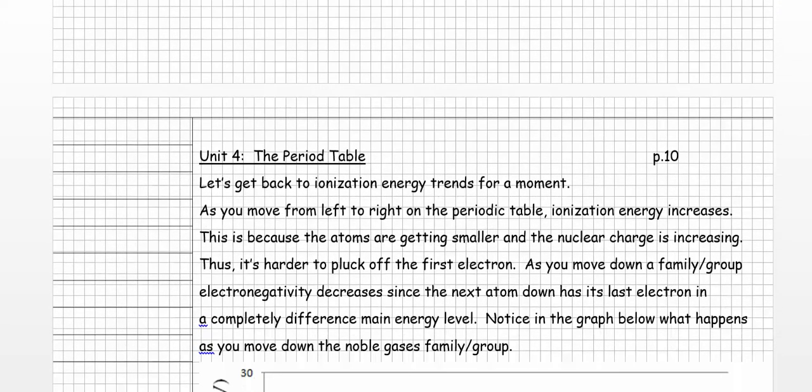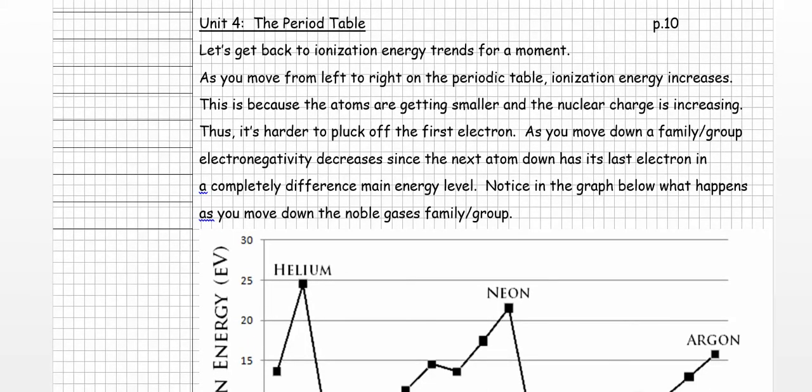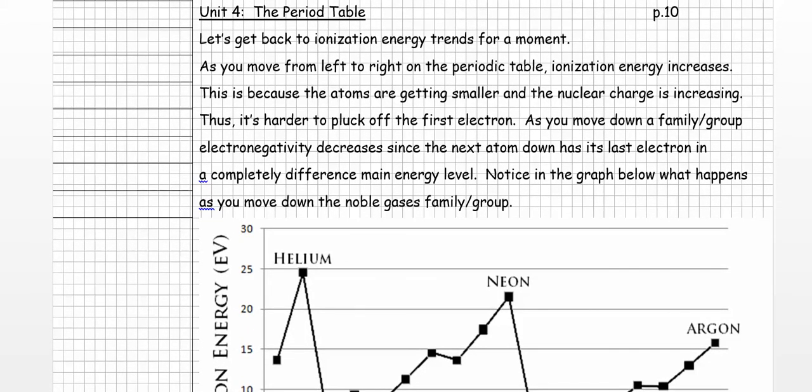All right, let's go back now to ionization energy trends for just a moment. As you move from left to right on a periodic table, ionization energies increase. We know that. Now this is because the atoms are getting smaller and the nuclear charge is increasing. So it's harder to remove an electron as you move from left to right because the nuclear charge is increasing. All right? Thus, it's harder to pluck off the first electron as you move from left to right.